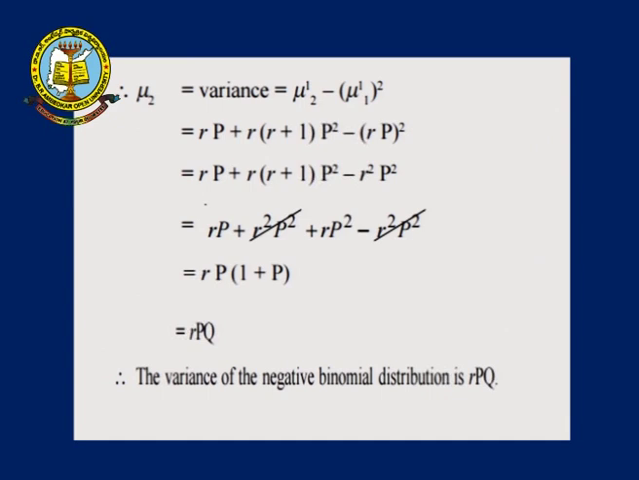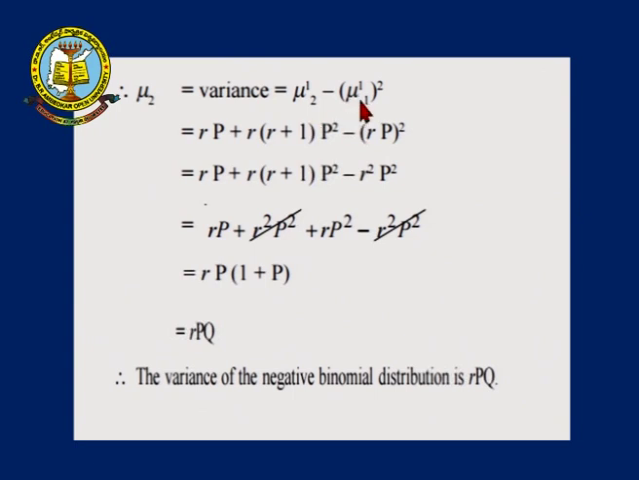Then using this mu 1 dash and mu 2 dash, we should find the variance. What is the variance formula? Variance is represented by mu 2. Mu 2 is equal to mu 2 dash minus (mu 1 dash) to the power of 2, that is, expectation of X square minus (expectation of X) whole square. Already you know mu 2 dash, which is rP plus r(r plus 1)P square. Just now we derived that one. Then already you know mu 1 dash.